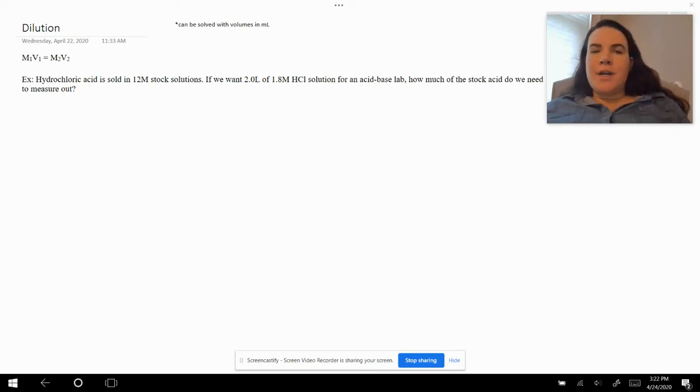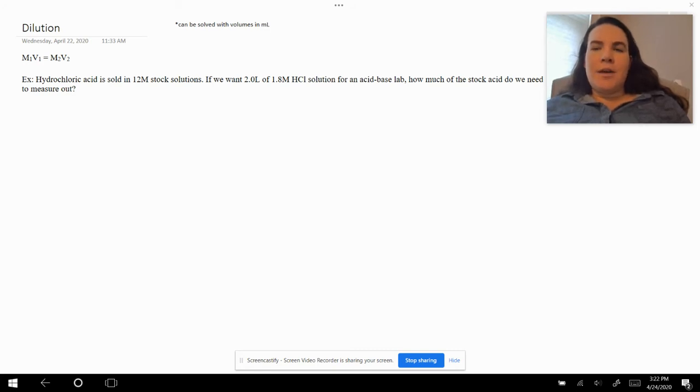We would have done a dilution lab in class. You guys just have to use the dilution formula. All you're going to be doing is plugging in numbers. With this, molarity is measured in moles per liter, but you don't have to convert your volumes to liters. If your volumes are given in milliliters, you can use that on both sides as long as they match.